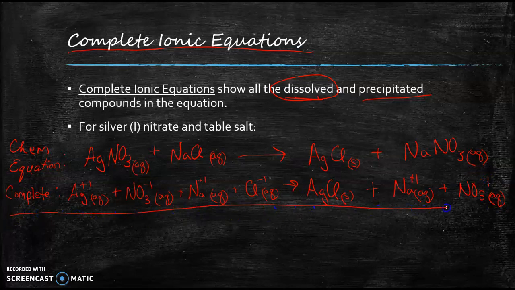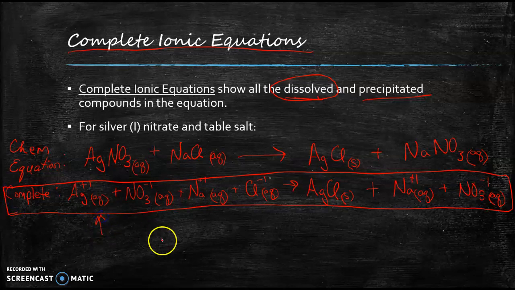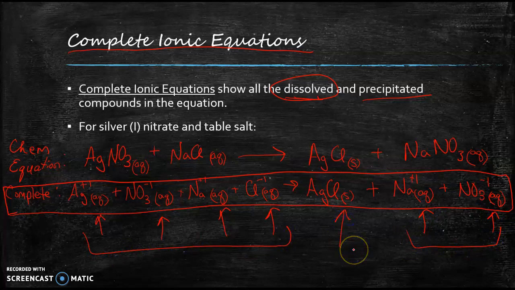This is our complete ionic equation. It has showed all of our dissolved ions and it has showed our precipitated compound. It's very important to include the aqueous or the solid, because we can look at this now and see what has precipitated and what has not.